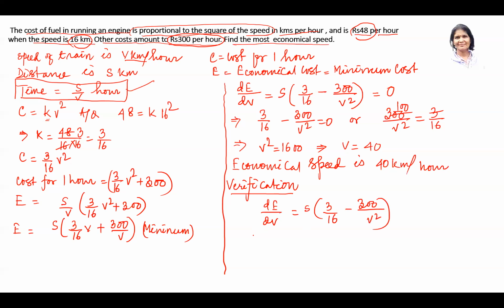Now I'm getting its derivative again. S into, this is 0, it will be positive 300 by V cube. Only this will be positive.